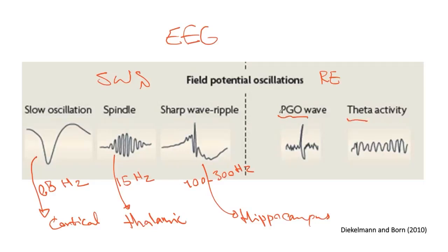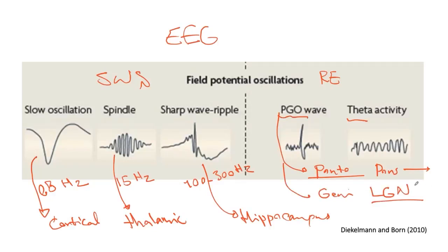But just PGO comes from Ponto, which is about what we call pons, which is in the middle brain. So it's just the kind of the brain stem that you have. And geniculo goes back to what we call LGN, if you remember. Do you remember what was LGN?